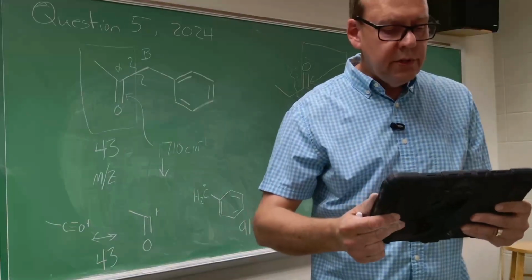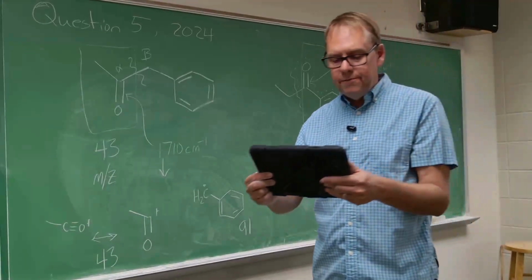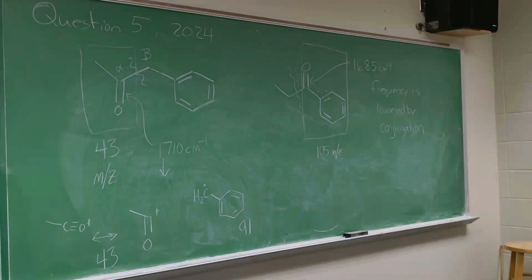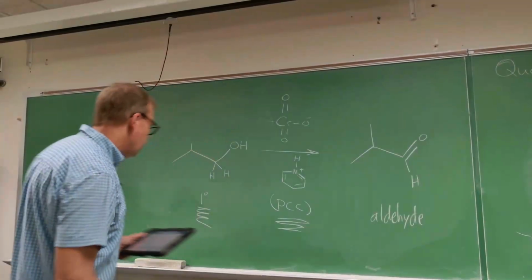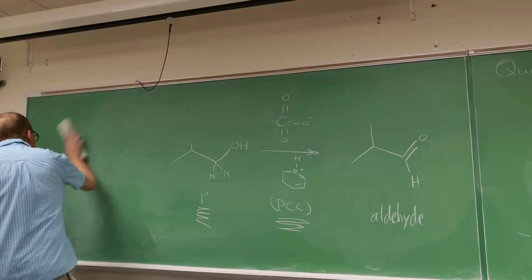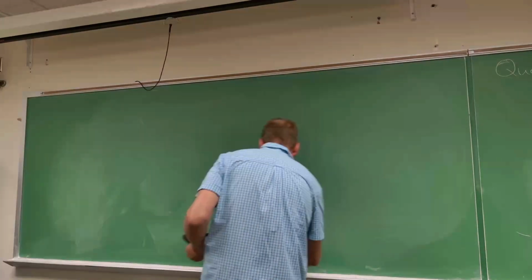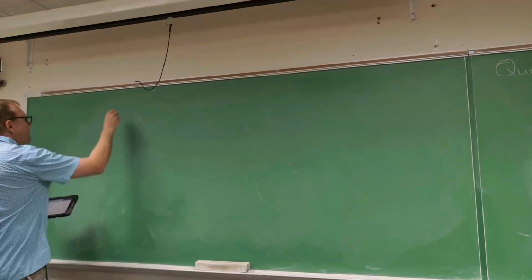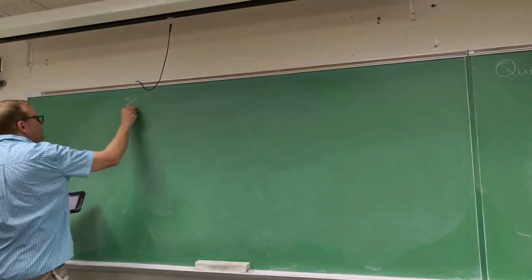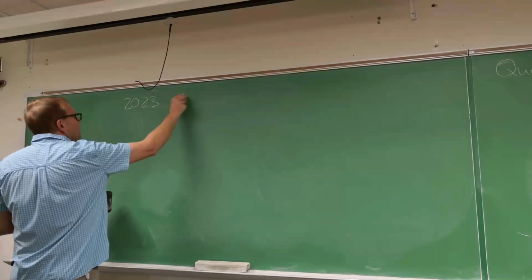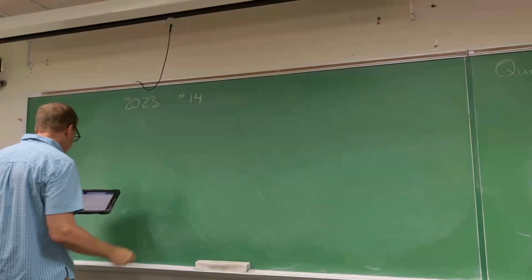okay, here's one that's interesting. Off of the 2023 exam, number 14, there's an unknown, solve the unknown question, and there is some text information given to you. You're not given any spectra exactly, but you're given a lot of information from spectra. So let's work through this one. This is from the 2023 exam, number 14. And we're given a bunch of information.